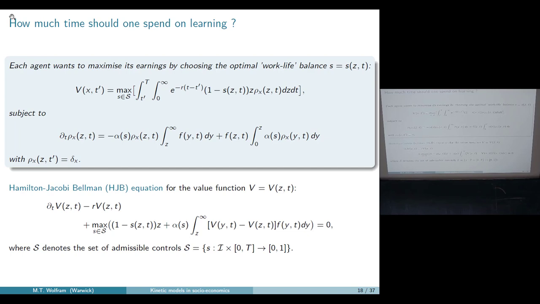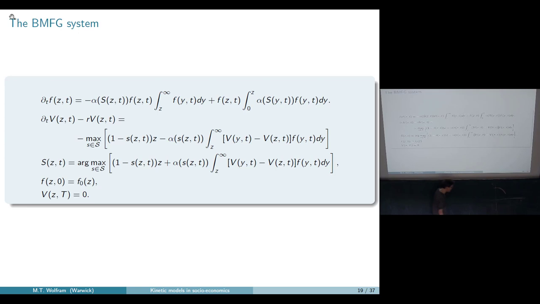I have to fully agree with you on that, because if you write down the full system, what you have now is F, which is the distribution of your agents, and V, the value function, a backward in time equation. Capital S I always denote as what I get if I plug in the optimal choice of S. I have an initial condition and I have a terminal condition. So this was the system that these economists proposed. I think the paper was in 2014.